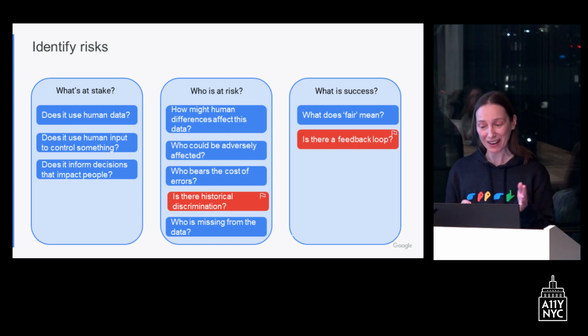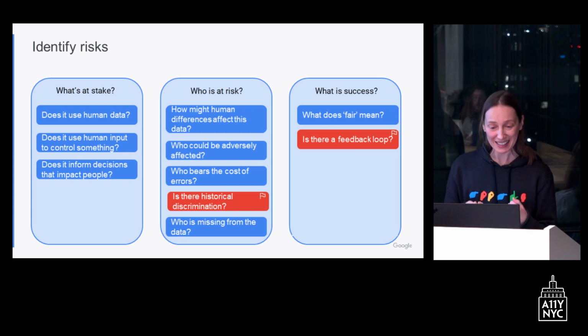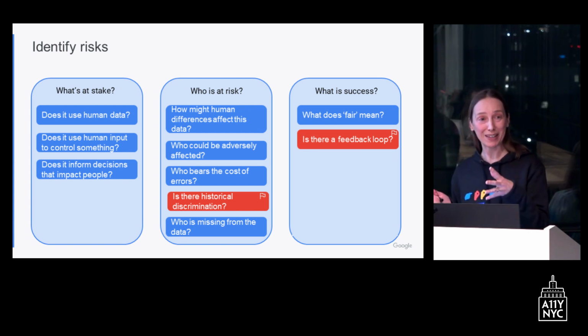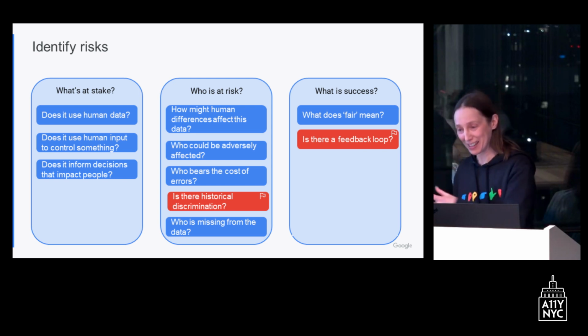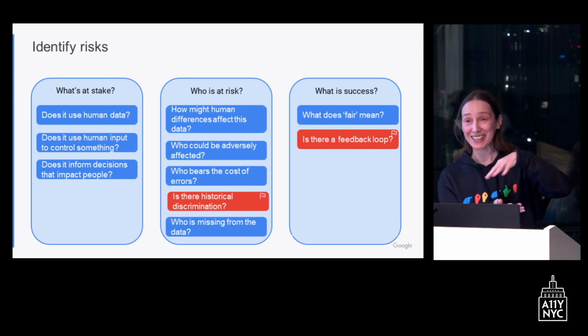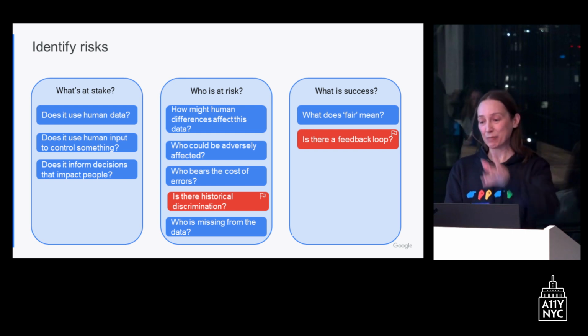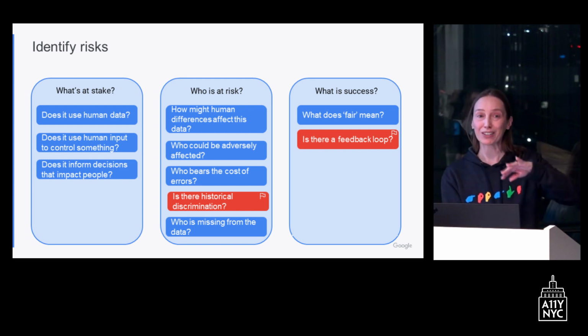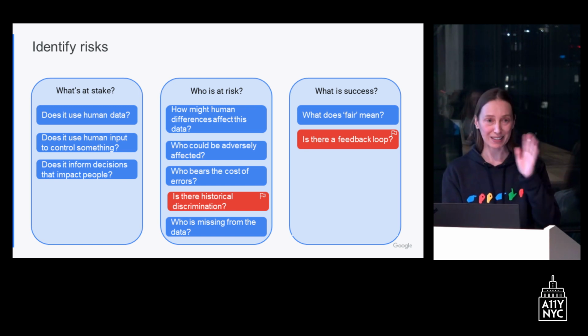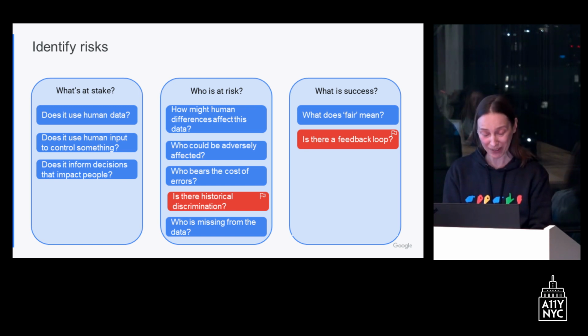Another red flag to watch out for is a feedback loop, where the decisions made by the AI create the new data that's fed back into the AI, so that if it started with a bias, it perpetuates and even strengthens that bias as it goes. So that's also a really important thing to check for.